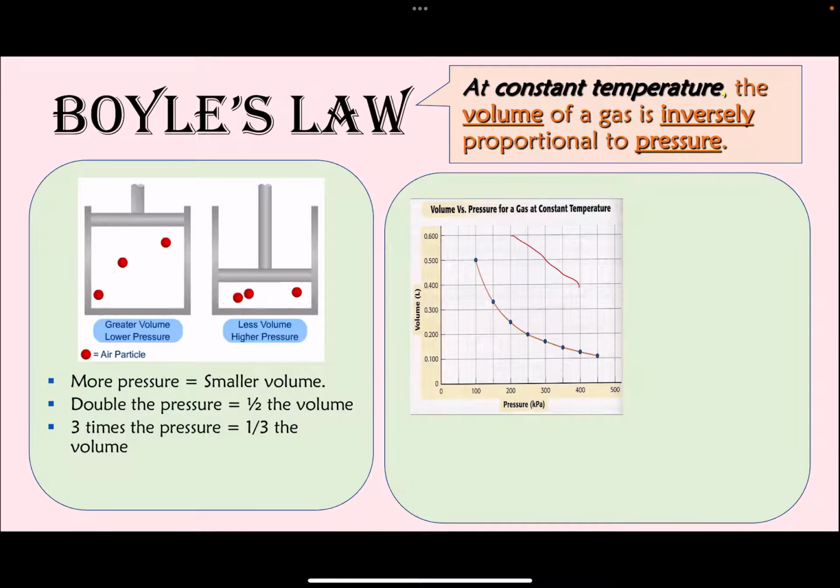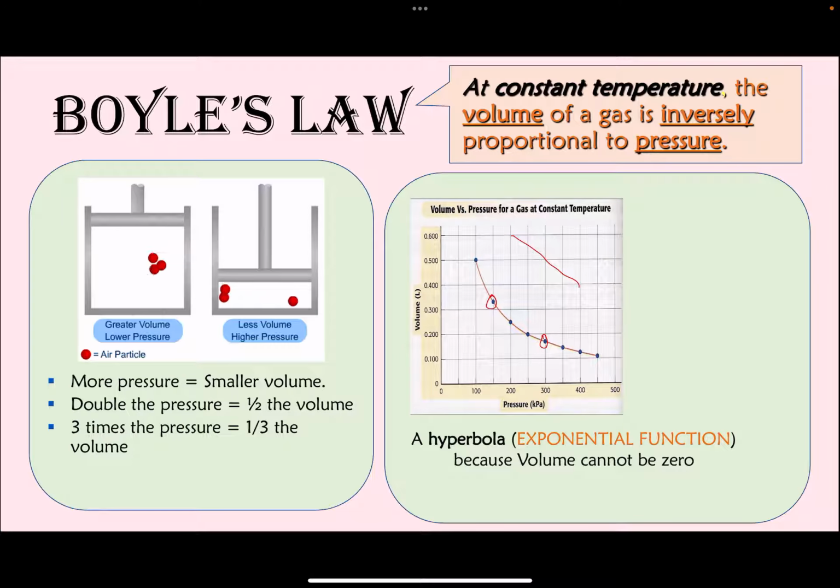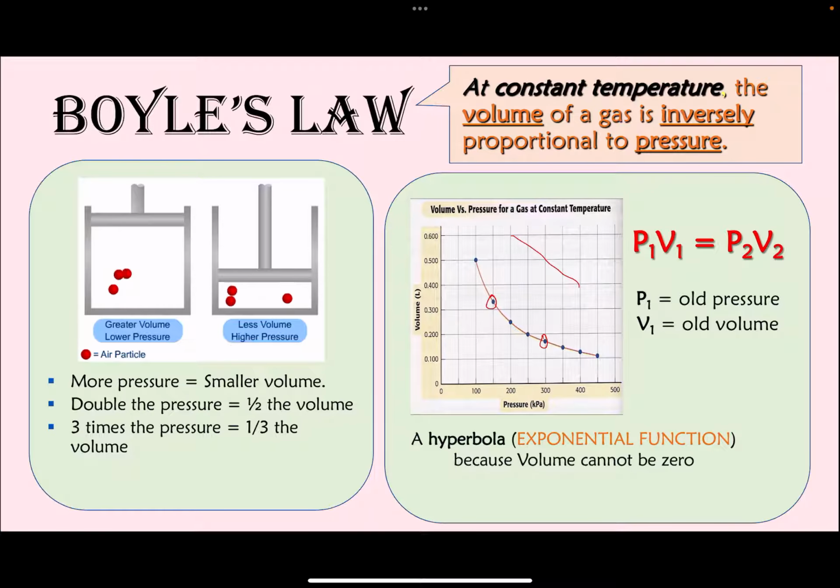So using this graph, if let's say we pick any 2 points on this graph and we try to write an equation for Boyle's law, it turns out to be P1V1 equals P2V2, where P1 is your initial pressure, V1 is initial volume, P2 is final pressure, and V2 is the final volume.